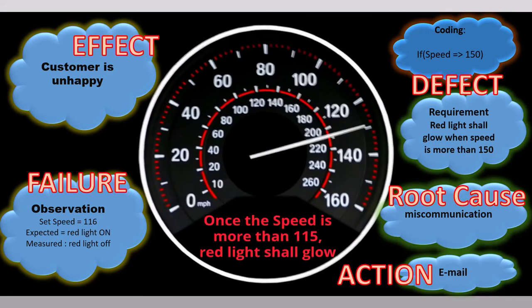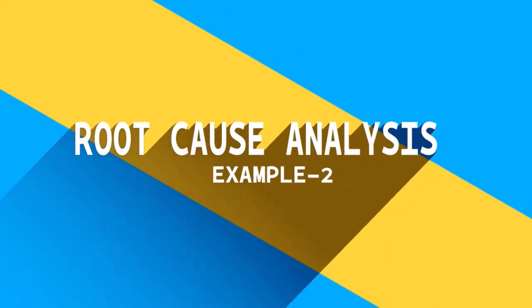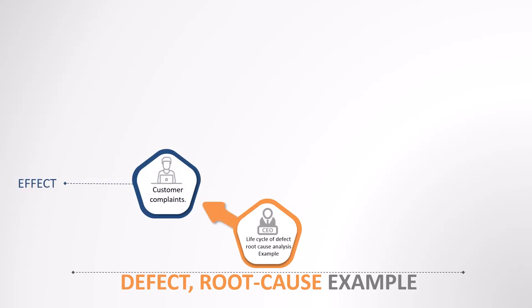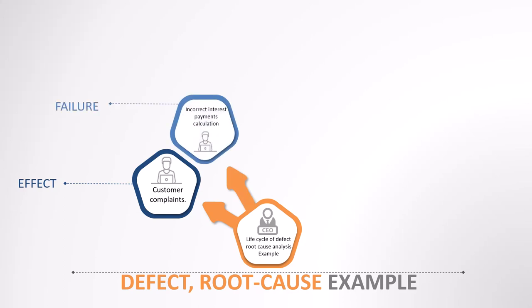With this, example 1 ends. Now we will see one more example to understand the root cause analysis topic. Here is the life cycle of defect root cause analysis. This life cycle starts with a customer complaint, which is also the effect. Why is he complaining? Because he has come across a failure. He has received incorrect interest payment calculations. So, the customer is trying to calculate his interests, but received an incorrect result.